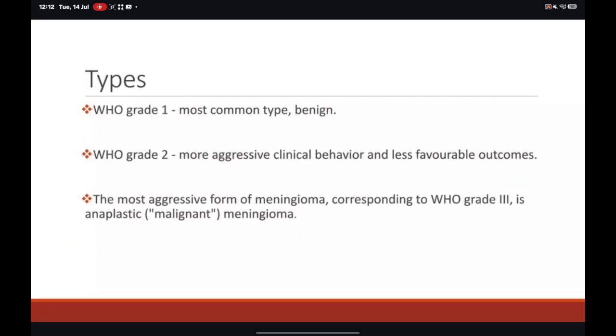Types: WHO grade 1, WHO grade 2, and WHO grade 3. WHO grade 1 is the most common type and it is benign. WHO grade 2 has a more aggressive clinical behavior and less favorable outcomes. The most aggressive form of meningioma, corresponding to WHO grade 3, is anaplastic malignant meningioma.